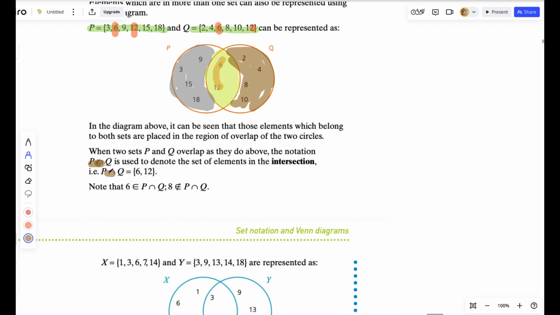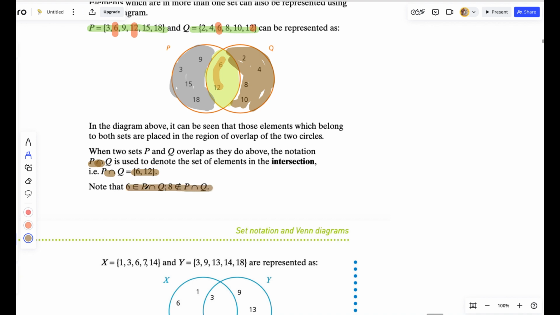P intersect Q is only 6 and 12, and that's why we wrote them out here in the overlap. The intersect must be written in the overlap. Then the remaining elements for P, you write them out here, and the remaining elements for Q, you write them out here. So P intersect Q is equal to 6 and 12. Now 6 is an element of P intersect Q, and 8 is not an element of P intersect Q. See how we write the mathematical language?